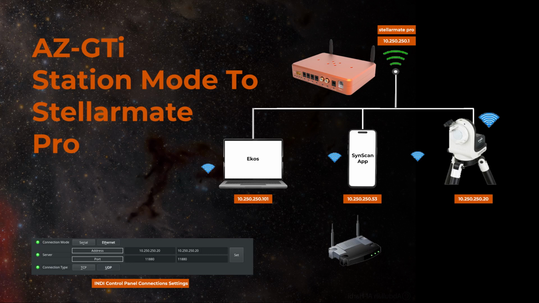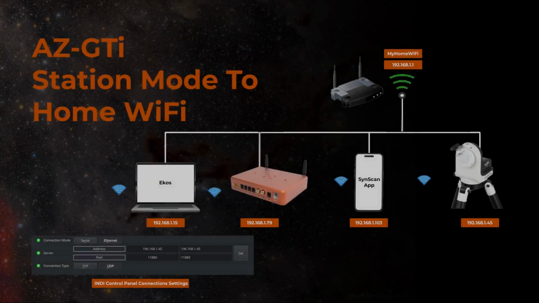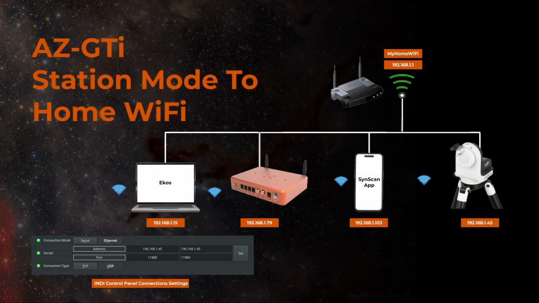The final mode is where you have an actual home router or even a mobile router, and then make everything, including your StellarMate, tablet, phone, and mount, join this mobile router or router at home. And the benefit of this is, of course, that you get to keep your internet connection.